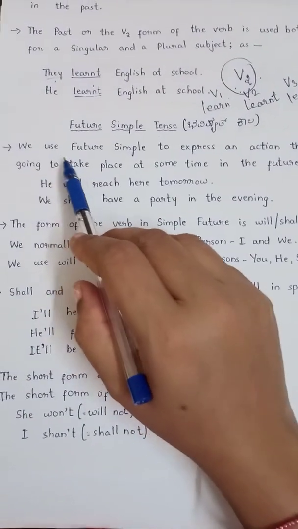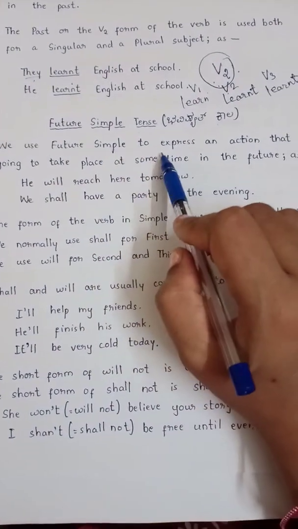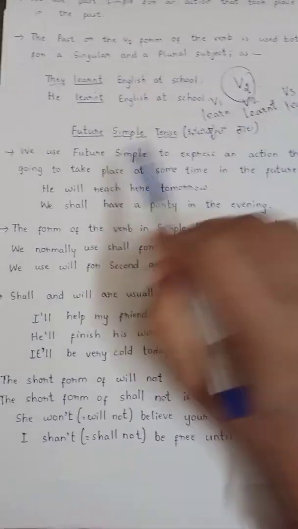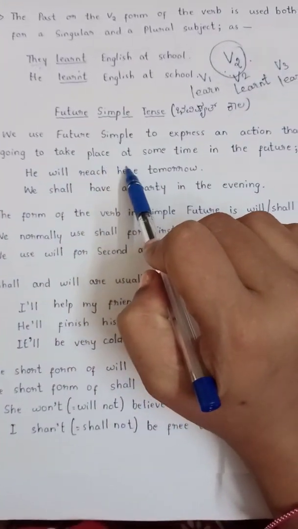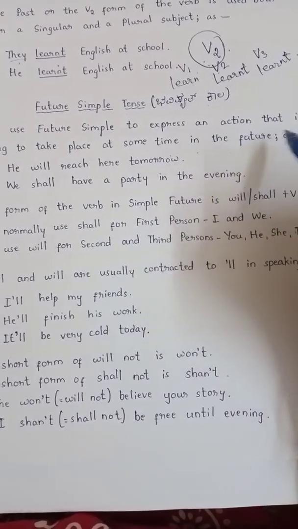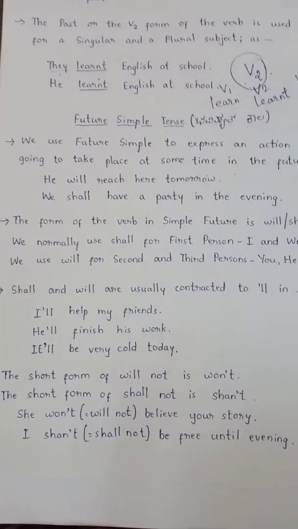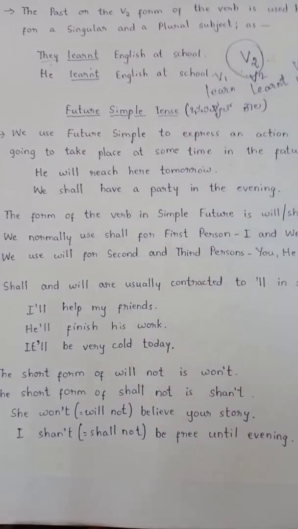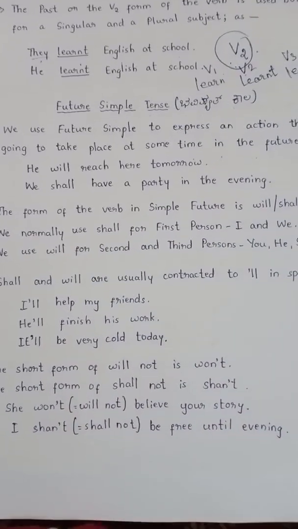We use future simple to express an action that is going to take place at some time in the future. Okay, which is going to take place at some time in the future.